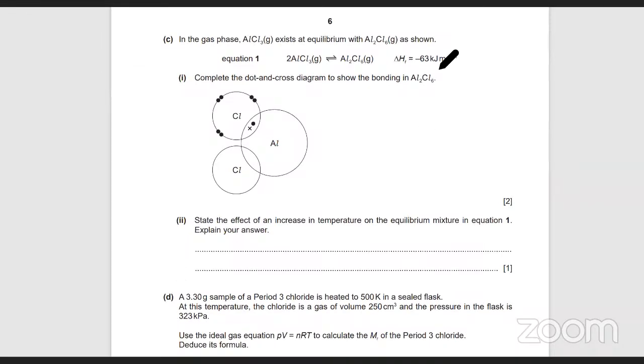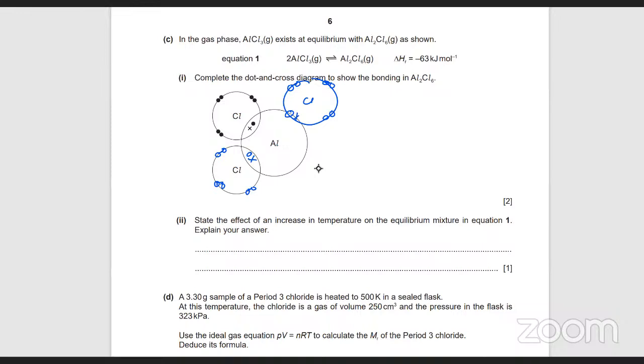Let's look at the dot and cross diagram. Show the bonding of Al2Cl6 fully. So Cl forms a single bond, has 6 electrons remaining. There's going to be another Cl, single bond. Now, this is one AlCl3. The aluminium is in group 3, so it's just got 6 electrons. There's a deficiency of 2 electrons.